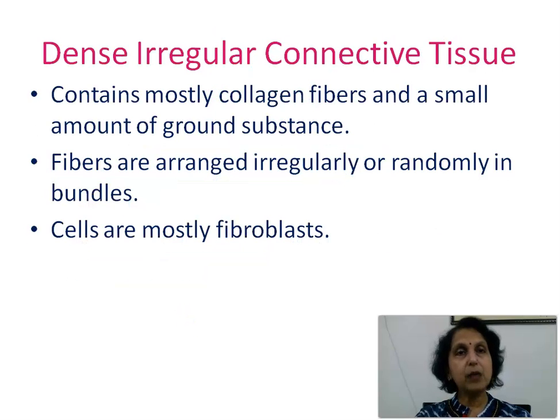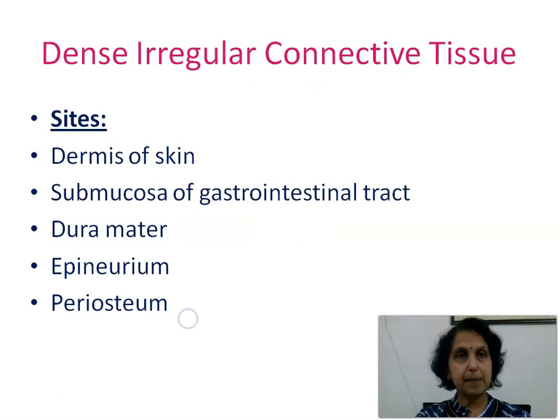We now study the dense irregular connective tissue. This contains mostly collagen fibers and a small amount of ground substance. Fibers are arranged irregularly or randomly in bundles. Cells are mostly fibroblasts. The sites where we see dense irregular connective tissue is in the dermis of skin, submucosa of gastrointestinal tract, dura mater, epineurium and periosteum.